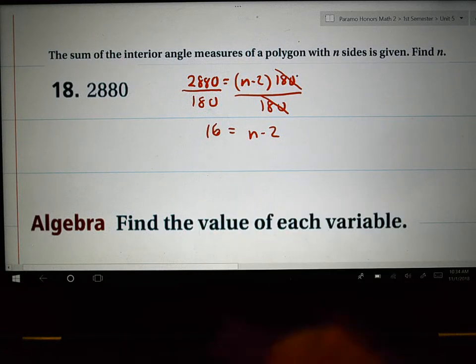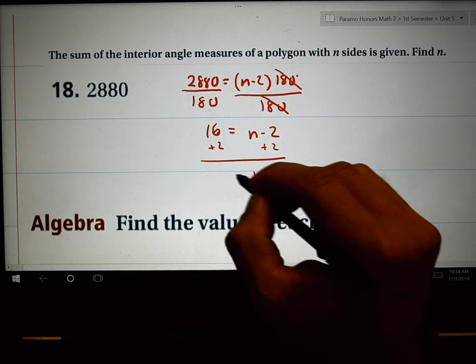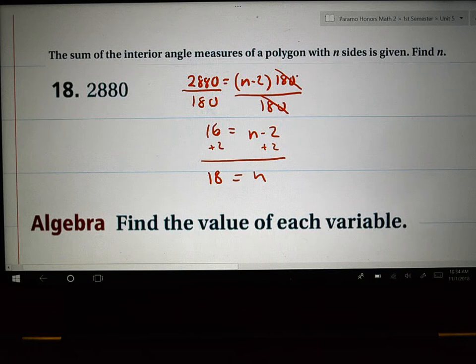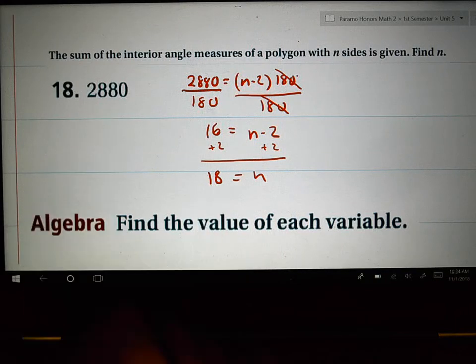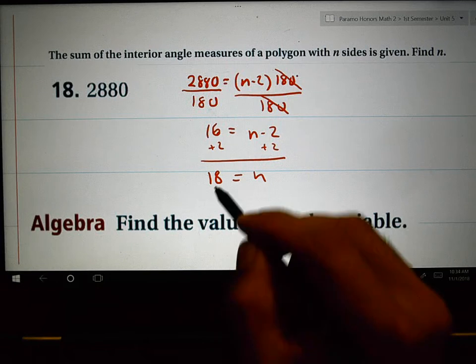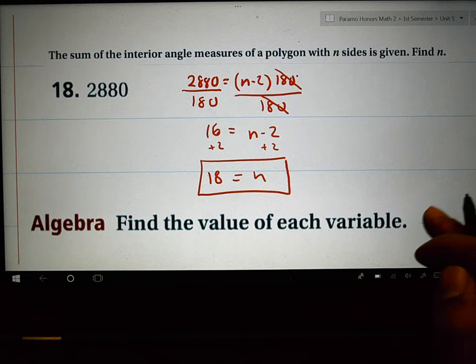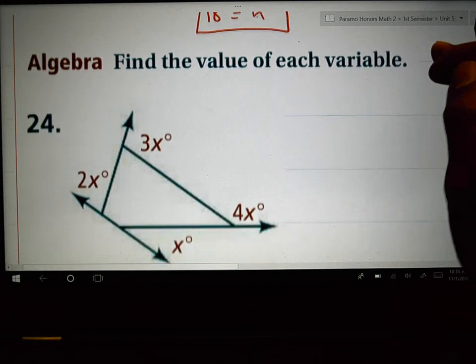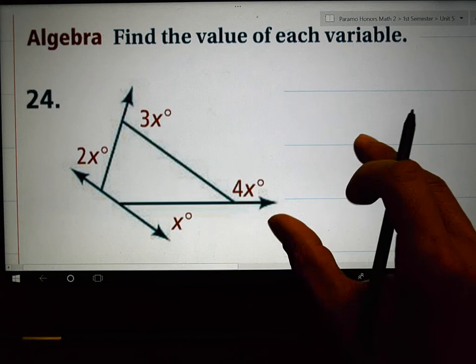And we can do the last step in our heads. Add 2, add 2. The number of sides that has a sum of 2,880 is 18 sides. It's an 18-gon. Does that make sense? Any questions? I have 2 more examples, 24 and 25. Here's 24.